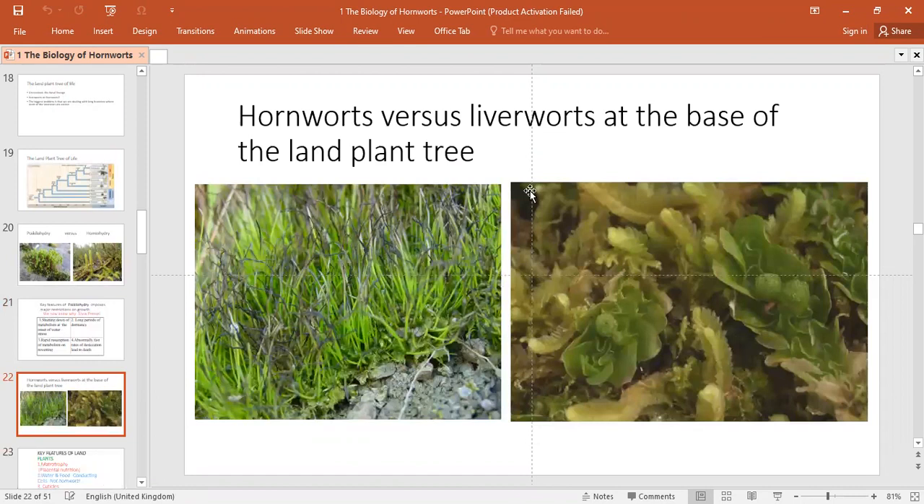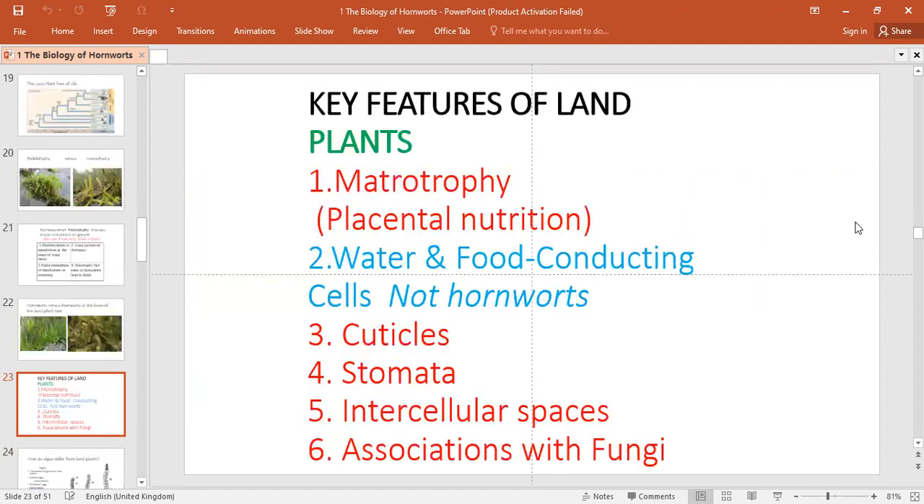So our problem with the base of the tree of life is whether hornworts with their horns, or whether thalloid liverworts or leafy liverworts came first. We don't actually know, but I personally go for hornworts. Oh yes, the key features of land plants. How many of you have heard the word matrotrophy? Matrotrophy. You've probably heard the term placental nutrition.